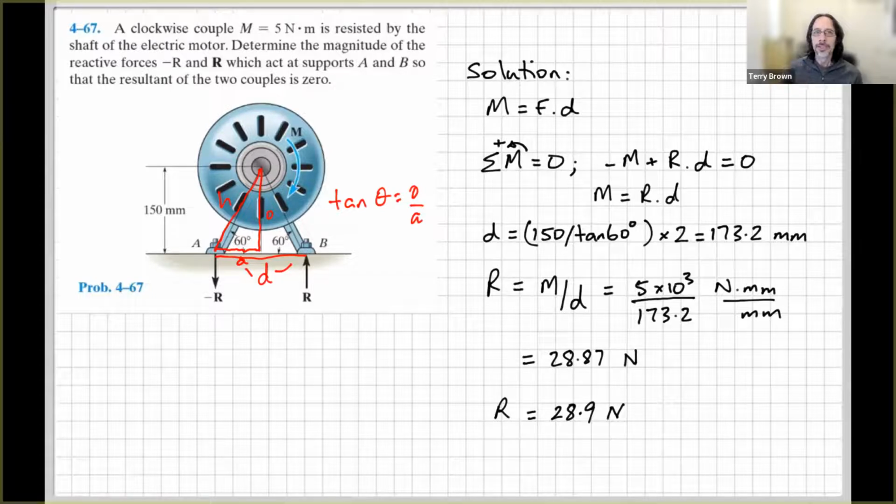All right, so that's the answer to the problem. So we've worked it out. Now let's have a think about what this all means.